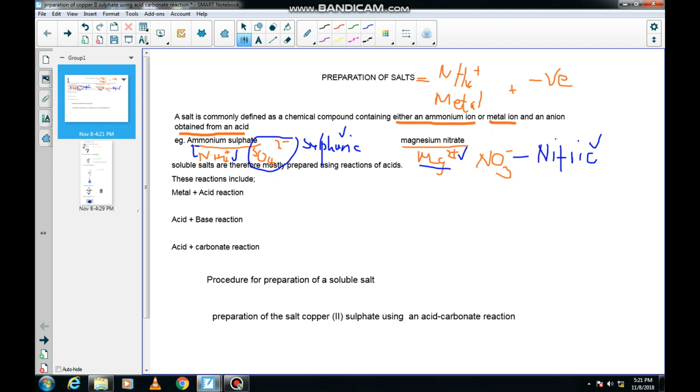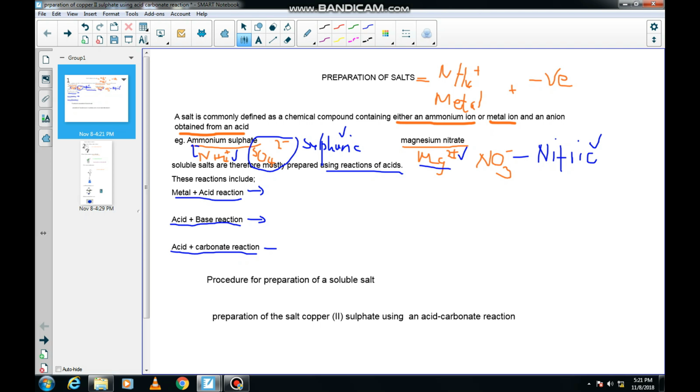Therefore, many salts are prepared using reactions of acids. You have so far learned about 3 reactions of acids, and those reactions are the metal plus acid reaction, the acid plus base reaction, and the acid plus carbonate reaction. Let's do a quick recap on these reactions.